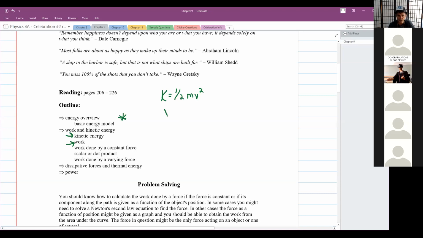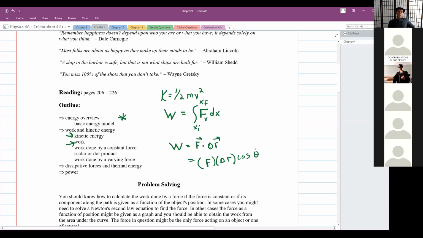Work done by any force, I could always write as the integral of F dx from some initial to some final position. If we're talking about one dimension, the integral of Fx dx. That always applies. But if the force is constant, we can write the work as the dot product of the force dotted into the displacement, which is the magnitude of the force times the magnitude of the displacement times the cosine of the angle between them.